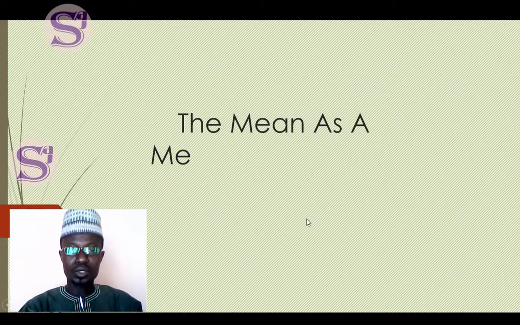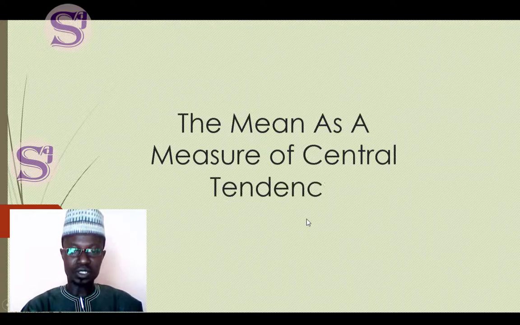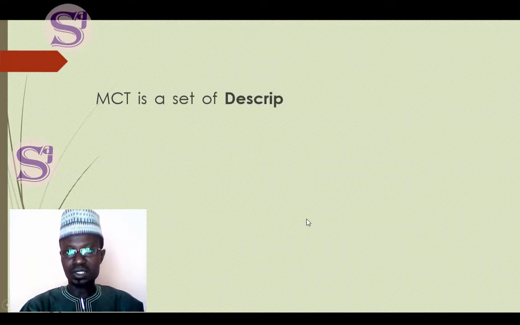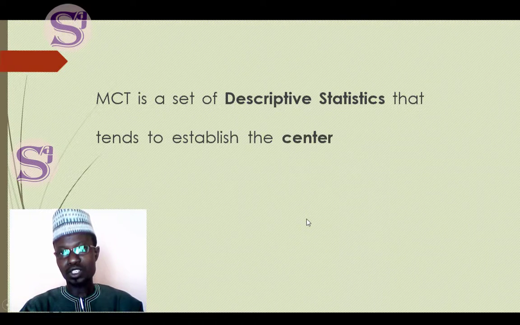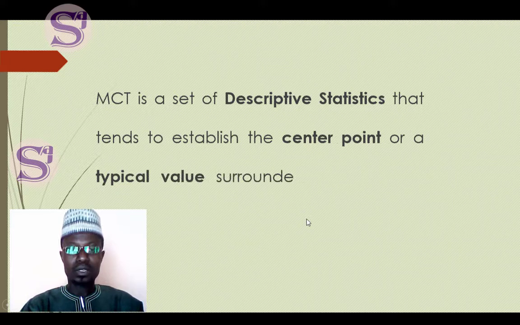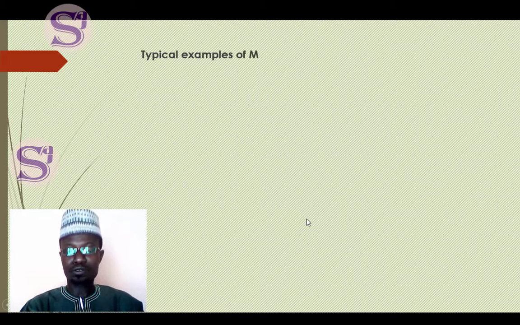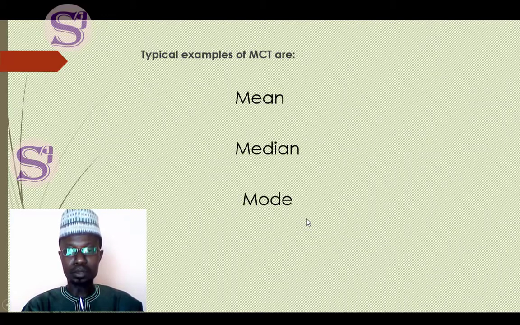Today we'll be dealing with the mean as a measure of central tendency. The measure of central tendency is a set of descriptive statistics that tends to establish a typical value or a central point of an entire data set. There are various types of measure of central tendency, which include the mean, the median, and the mode.